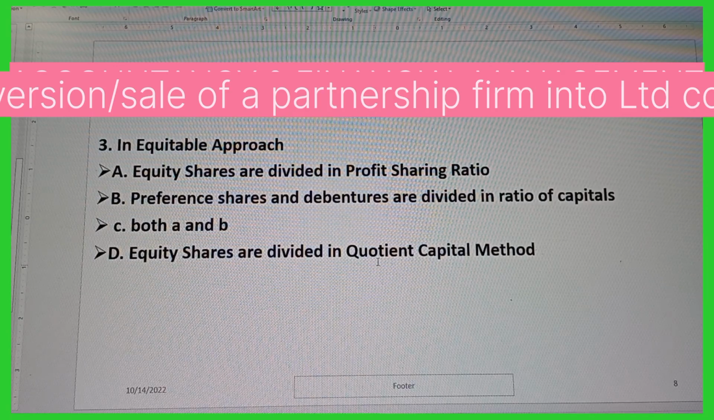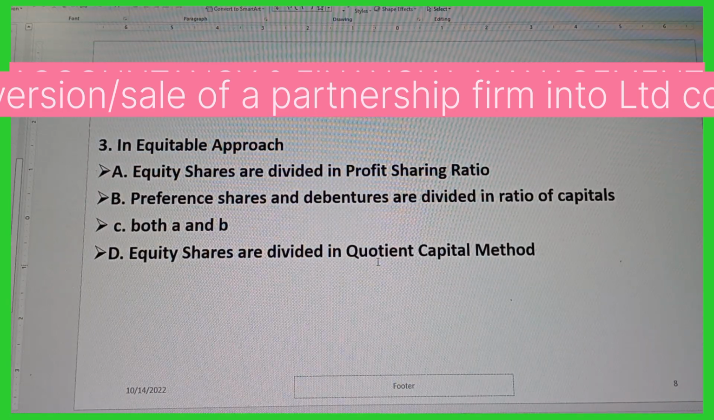So we have 3 approaches. First is the specific ratio approach, second is the equitable approach, and third is the legal approach. So we have three approaches here. First is the legal approach, second the specific approach, and third the equitable approach. So here the answer is C, A and B.